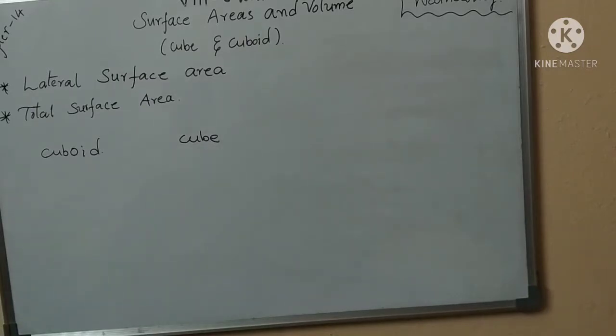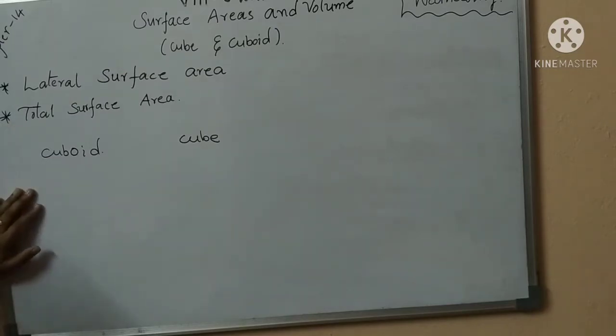A very good afternoon, my dear students. Today we are discussing the 14th chapter, Surface Areas and Volume. First we are given the cube and cuboid. Surface area is of two types: lateral surface area and total surface area. First we take the cuboid.